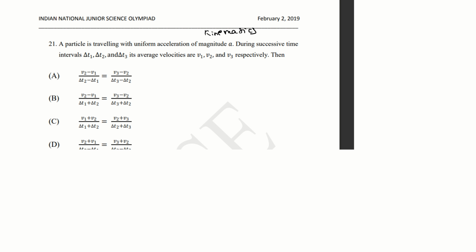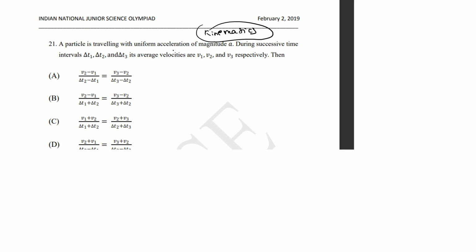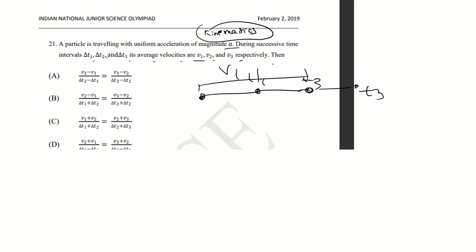Okay, next question. So this is a question from kinematics. A particle is traveling with uniform acceleration of magnitude a during successive time intervals delta t1, delta t2, delta t3. Its average velocities are v1, v2, v3. Okay, so let's just draw a rough figure. Let's say this is till t1, t2, t3. Here its averages are v1, v2, and v3.